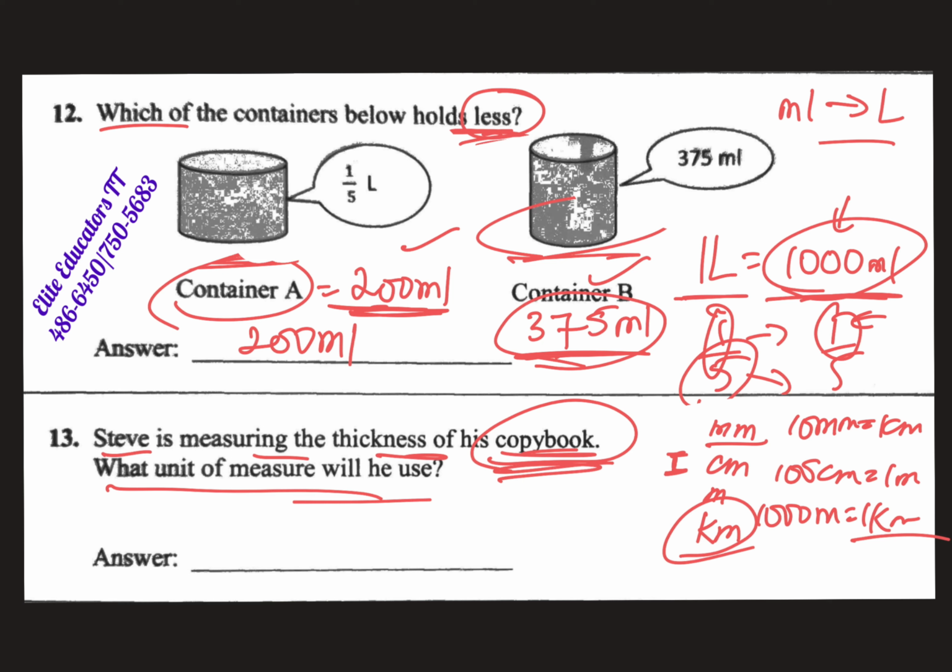So a copybook is really small, so a lot of students choose centimeters. However, centimeters would be good for thicker items, like for instance the laptop that I have in front of me, or a big textbook. However, millimeters are the smallest units of measure. When we have 1 centimeter, we actually divide the centimeter into 10 little equal parts, and these are the millimeters. So the unit of measure that he would use would be mm, which is the symbol for millimeters, right?